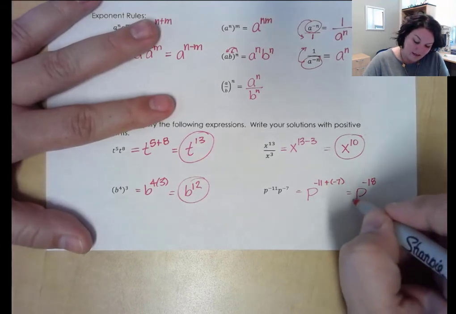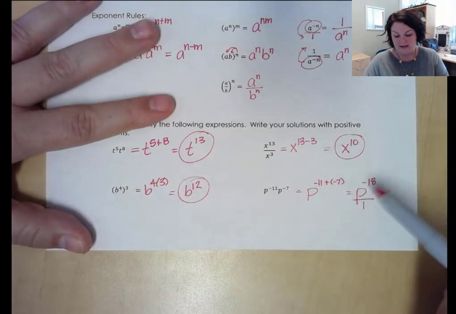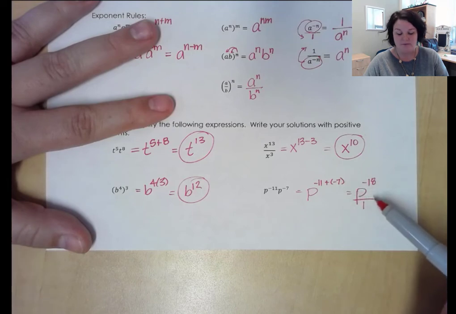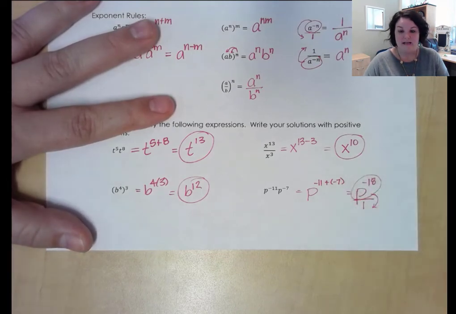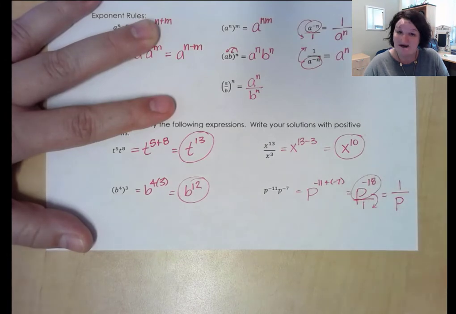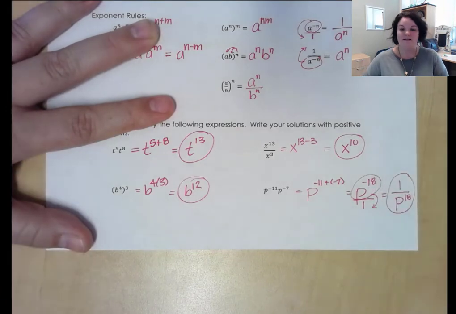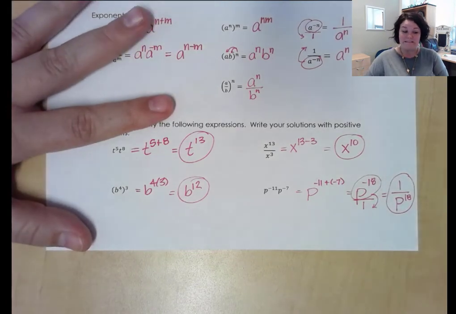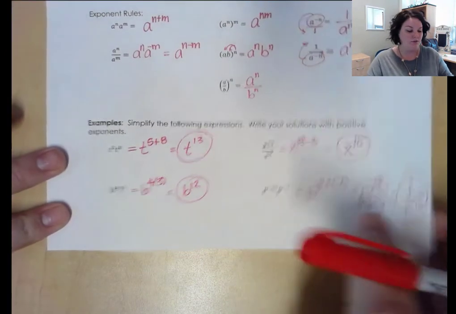Okay, so again, remember this is like a fraction because I can write it over 1. Right now my negative exponent is in the top of the fraction, so I'm just going to take this whole piece and move it down. Okay, so I'll end up with 1 over p to the now positive 18. And we just leave it like that. Not too bad, maybe?